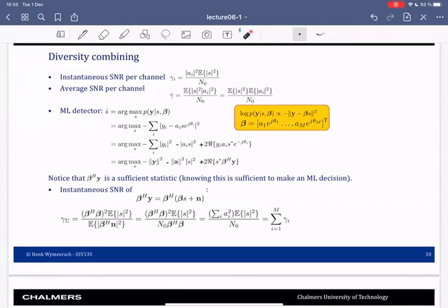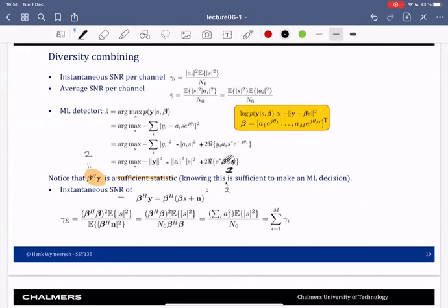And this beta Hermitian y is called a sufficient statistic. So this means that if I tell you beta Hermitian y, which I call z, it's just a number, and I replace this here by z, and you don't know y, then you can still solve this maximum likelihood problem. Well, you need to know beta, but you don't need to know the observation y. So it's a compressed observation that tells you everything you need to know to make a decision. So knowing this observation z is sufficient to make a maximum likelihood decision.